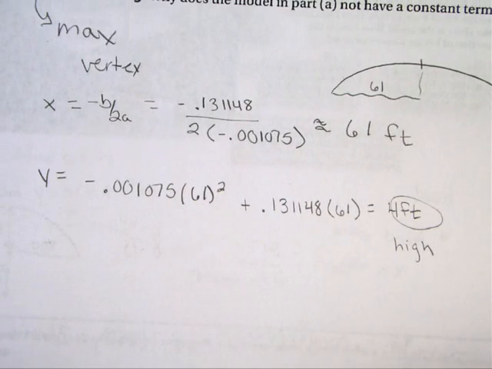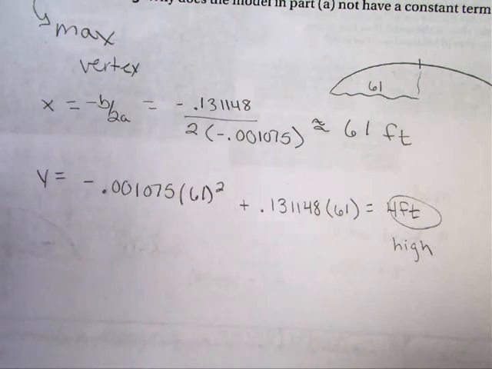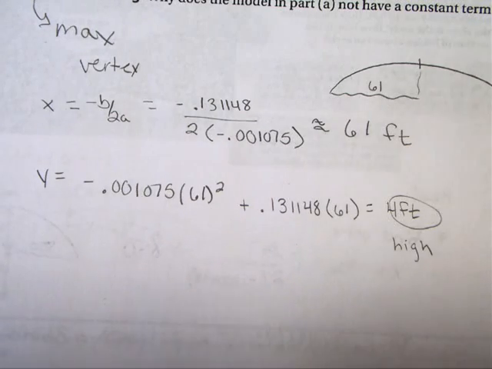Part B says, why does the model in Part A not have a constant term? The reason it doesn't have a constant term is because it doesn't need one. The y-intercept is where it starts. Okay, that's it.